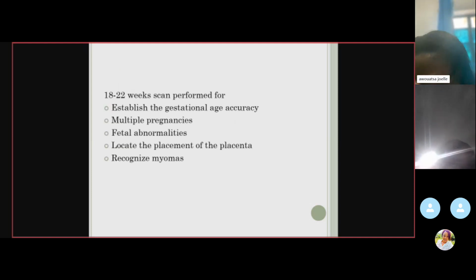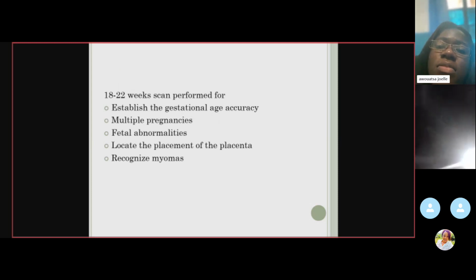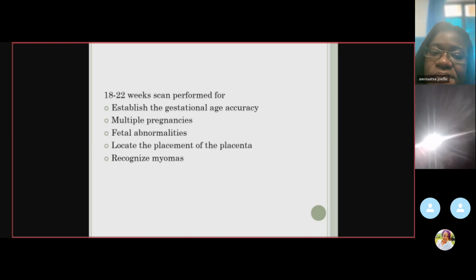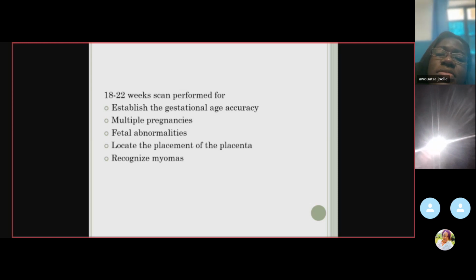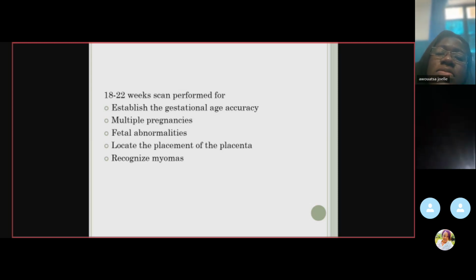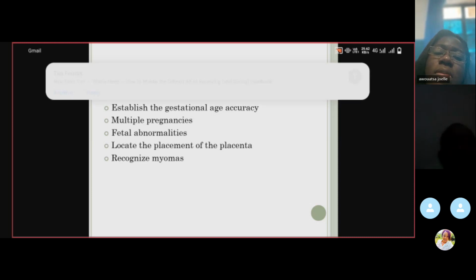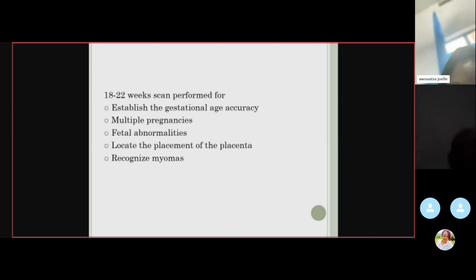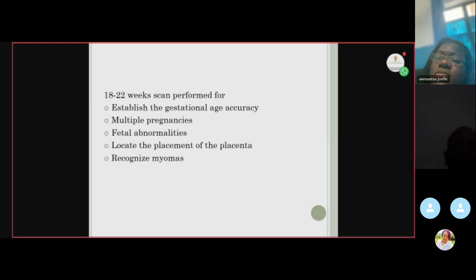The 18 to 22 week scan is performed for these indications. In the second trimester, we check the gestational age accuracy, whether there are multiple pregnancies because the baby has formed, and whether there are any fetal anomalies. We also locate the placement of the placenta; if there are chances of placenta previa, they will check it first. Okay, and to see if there are any myomas or anything else.